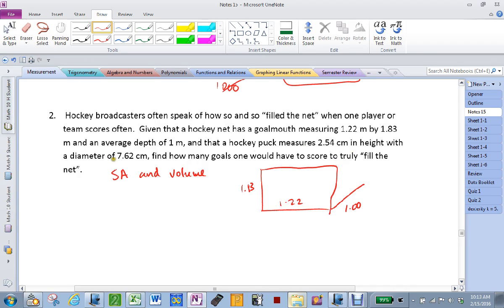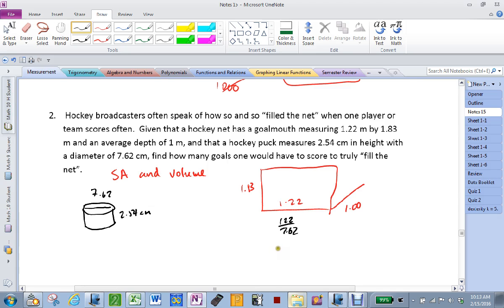Now, a hockey puck is 2.5 centimeters in height. So the puck, which I will draw black, is 2.54 centimeters tall and 7.62 in diameter, yes? Is everybody cool still? How many pucks will fit across here? How do you find out? Amber? 122 divided by 7.62, which is?